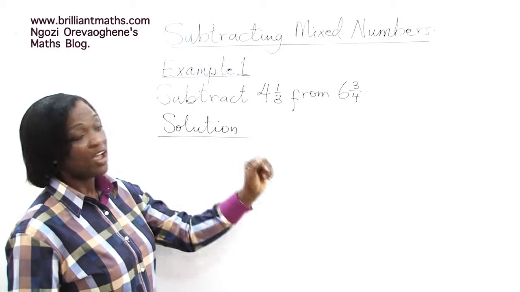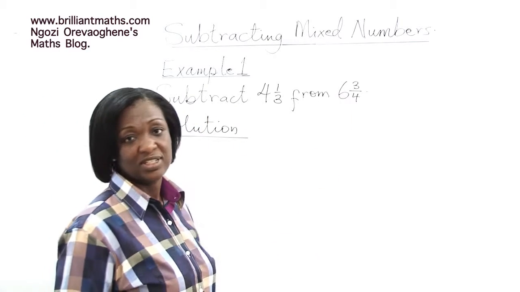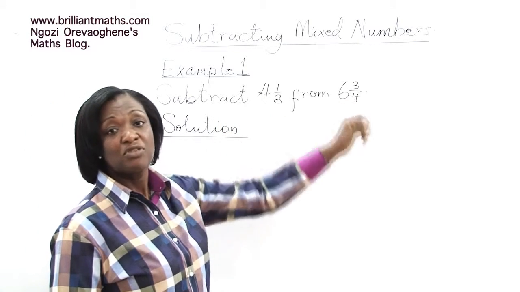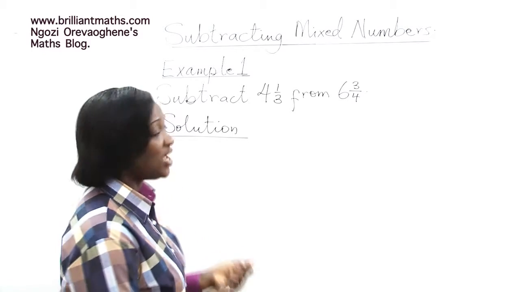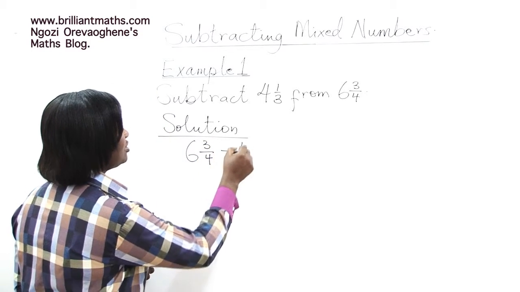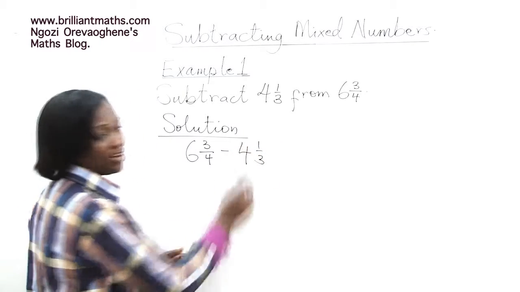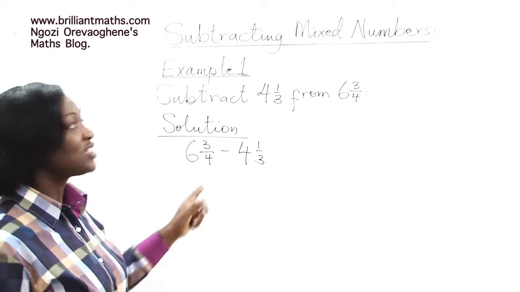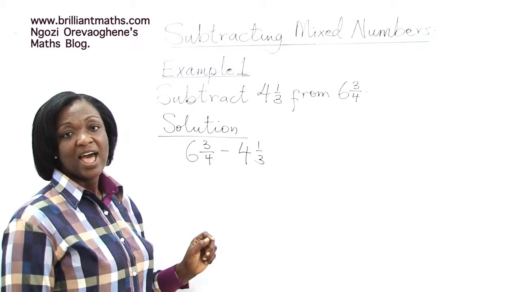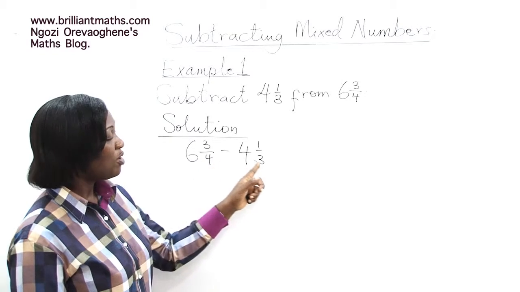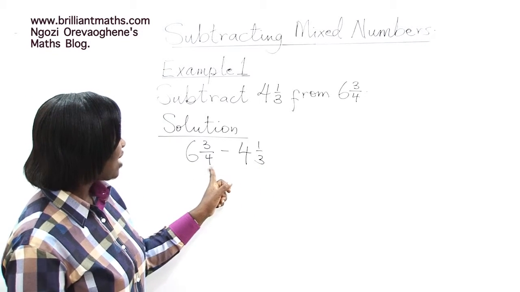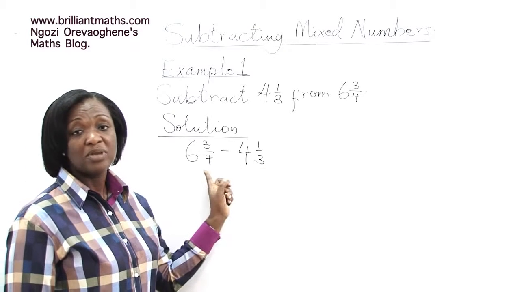Subtract 4 1/3 from 6 3/4. The question actually is 6 3/4 minus 4 1/3. When you're subtracting mixed numbers, you subtract the whole number part and then subtract the fractional part. But before you can subtract the fractional part, you must write them as fractions with the same denominator.